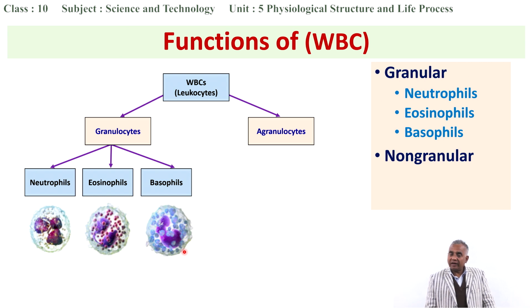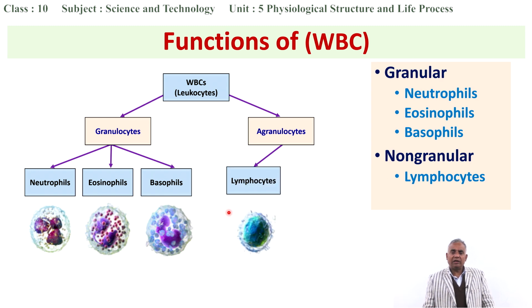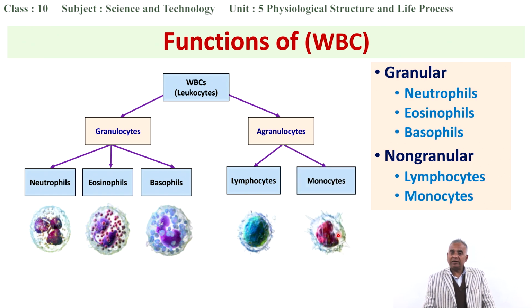Non-granular or agranulocytes are those which have no granules and no lobed nucleus. Look here, a single nucleus, no granules, and it is a lymphocyte. And the last one is monocyte. This monocyte also has a single nucleus without granules.